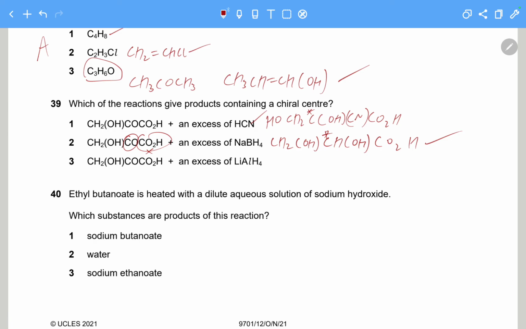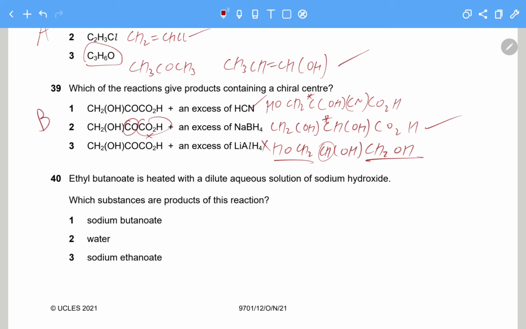And the last option, CH2OH COCO2H plus an excess of LiAlH4. Now lithium aluminium hydride is also a reducing agent, but it can reduce carboxylic acids and carbonyl compounds. It's a stronger reducing agent than NaBH4. So you get HOCH2 CHOH CH2OH. So this is not a chiral center because you have two identical groups attached to it, and therefore this is not a part of the answer, so the answer is B.